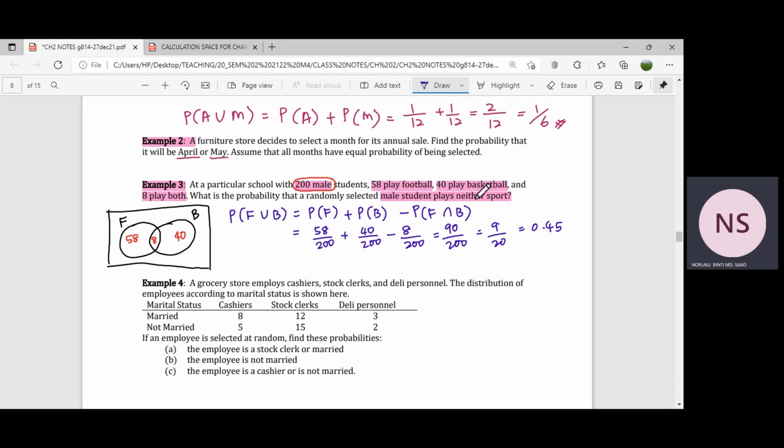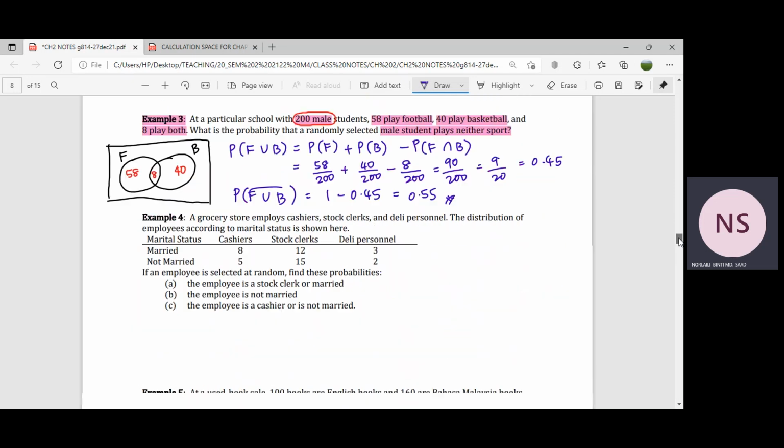But now we want to find neither sport. It means not football or basketball. So we have to take 1 minus 0.45, which gives 0.55. Okay, this is for example number 3.